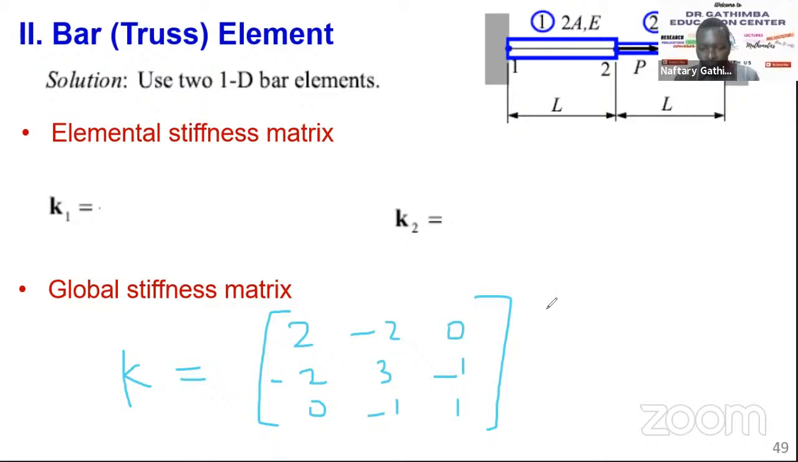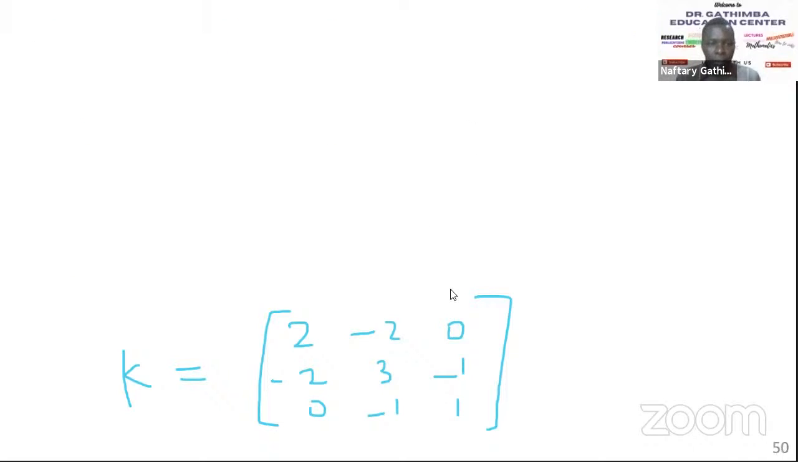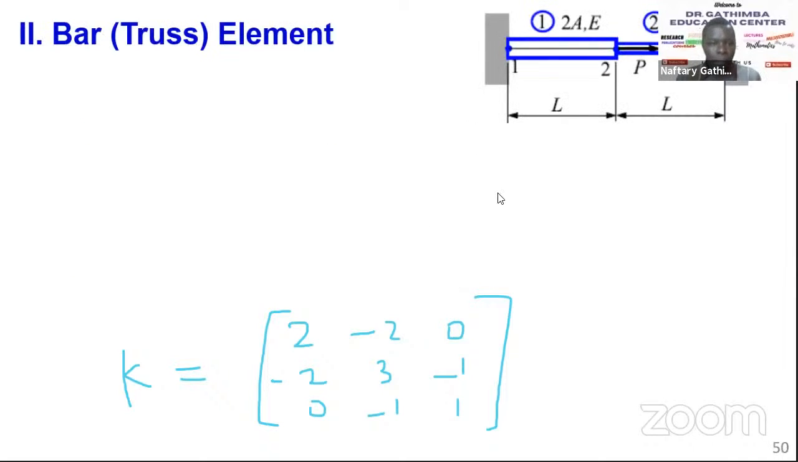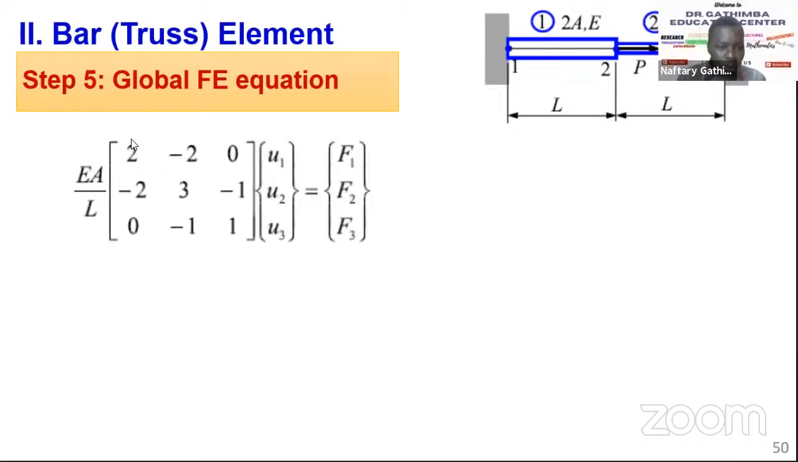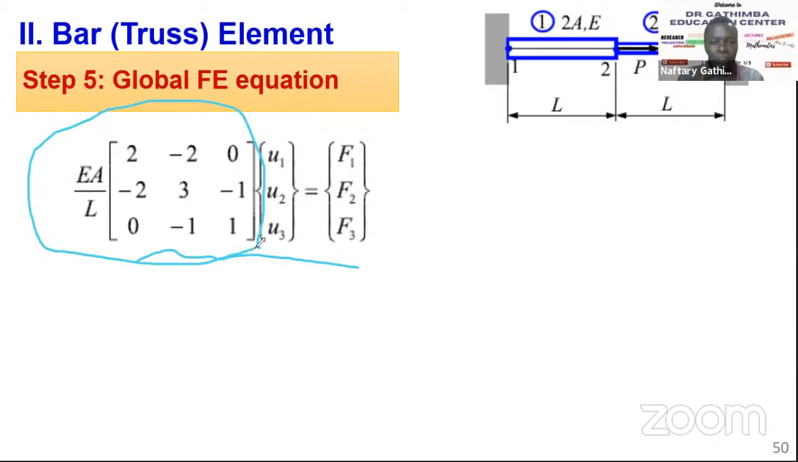So you're going to see capital F's, and this is given in the next slide as shown here. So this is the finite element equation. This part is what we calculated in the previous slide. This was the global stiffness matrix.